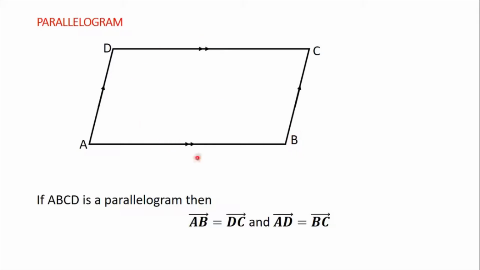So if you have a parallelogram like this, vector AB is equal to vector DC. Then vector AD is equal to vector BC. That is what you can see here. So vector AB is equal to vector DC and vector AD is equal to vector BC. With this property, we can find the coordinates of one of the vertices. Let's pick a question and see how to do this.